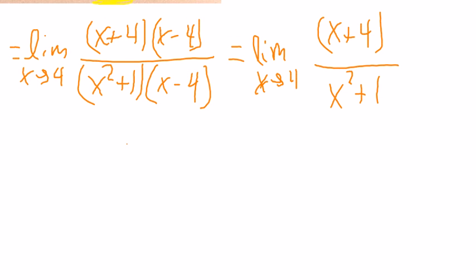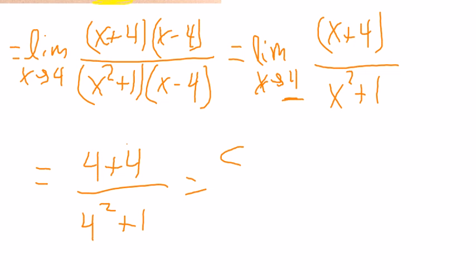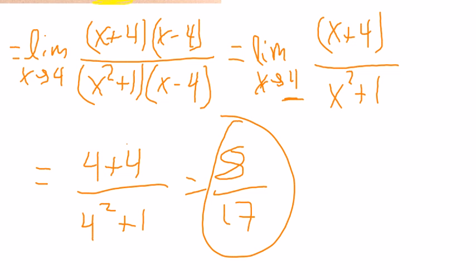direct substitution. So I take that x value of 4, I substitute in, so I get 4 plus 4 over 4 squared plus 1. And if I do math, I get 4 plus 4 is 8 over 4 squared is 16 plus 1 is 17. And I get that ugly answer of 8/17. Hooray!